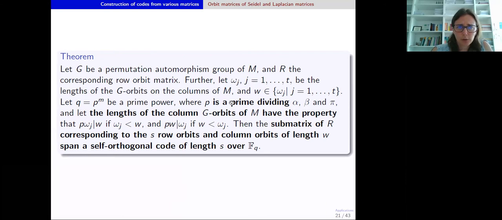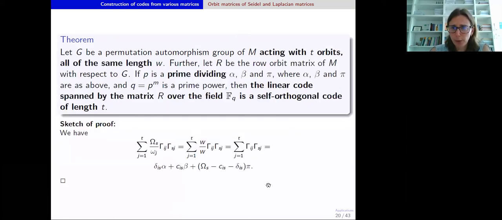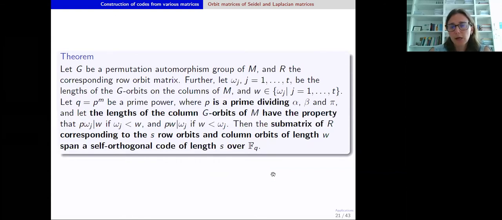But the conditions are here. You also have some divisibility conditions. And if these divisibility conditions are satisfied, then part of a submatrix of the orbit matrix will give you a self-orthogonal code. So in this way, when you have all orbits of the same length, then the whole orbit matrix will span a self-orthogonal code. But in this case, when you don't have all orbits of the same length, you will have submatrices of orbit matrices that will produce self-orthogonal codes.